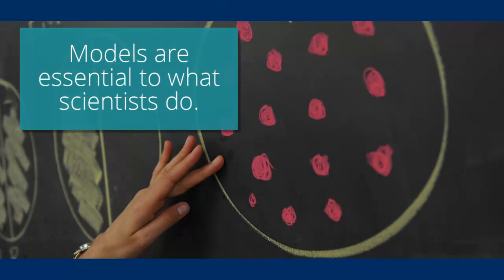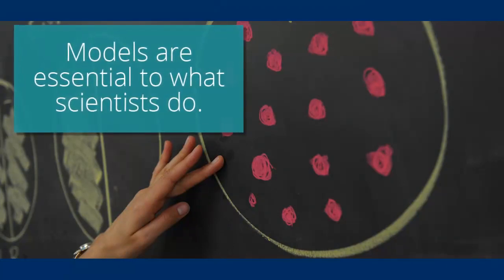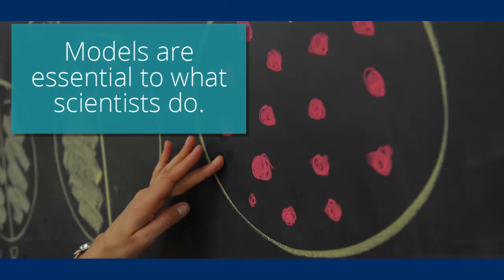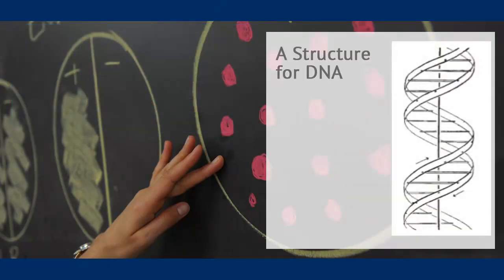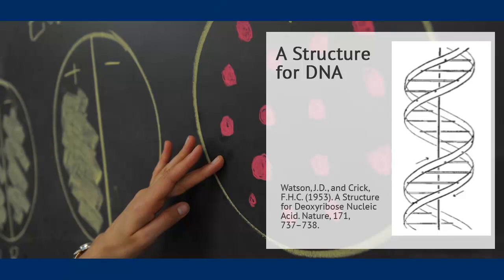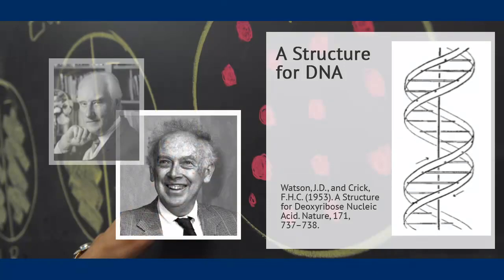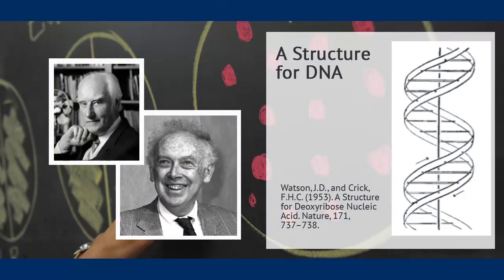Models are essential to what scientists do, both in their research and in communicating their explanations. A model is a simplified representation of a system or idea that makes the central features of that system or idea explicit and visible. This image represents the structure of DNA. It is taken from Watson and Crick's classic 1953 scientific monograph and is the first accurate depiction of DNA's structure. Watson and Crick's model was based on their own scientific theory and the empirical data gathered by others.